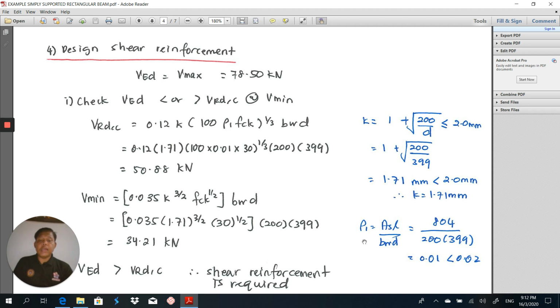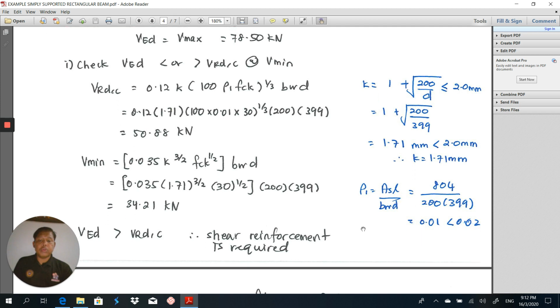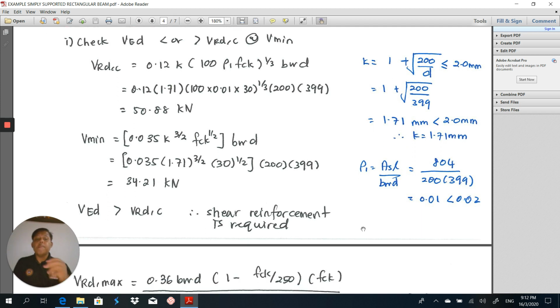Same goes to rho 1, which is equal to ASL, the area of tension reinforcement provided, divided by BWD. So you should compare with 0.02. If you get the value is more than 0.02, you have to use rho 1 as 0.02. So for the V minimum is equal to 0.035 K power of 3 over 2 FCK power of 1 over 2 BWD, then we get the answer.